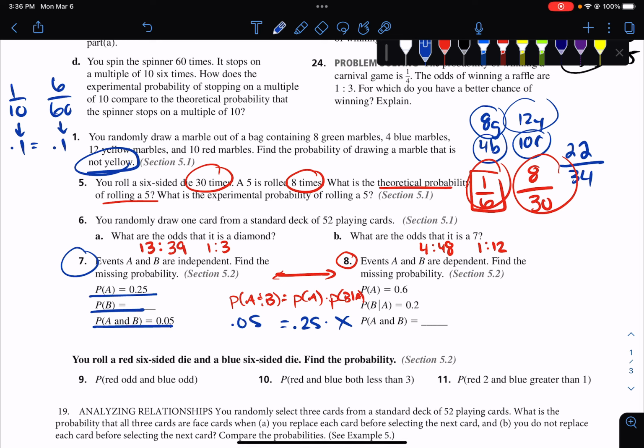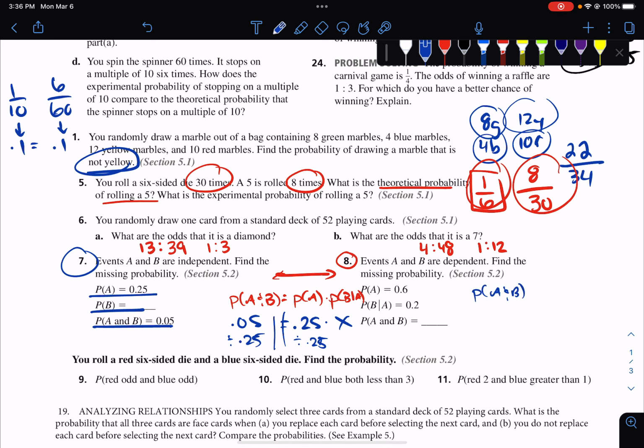So all I have is an equation with an X that I don't know. And you guys know how to solve for X. You do railroad tracks. 0.25 times X means I need to divide by 0.25 on both sides, and you're going to get your answer.